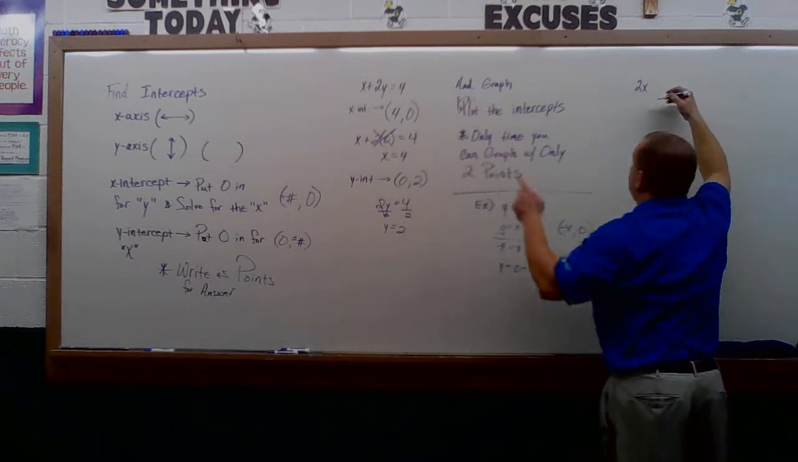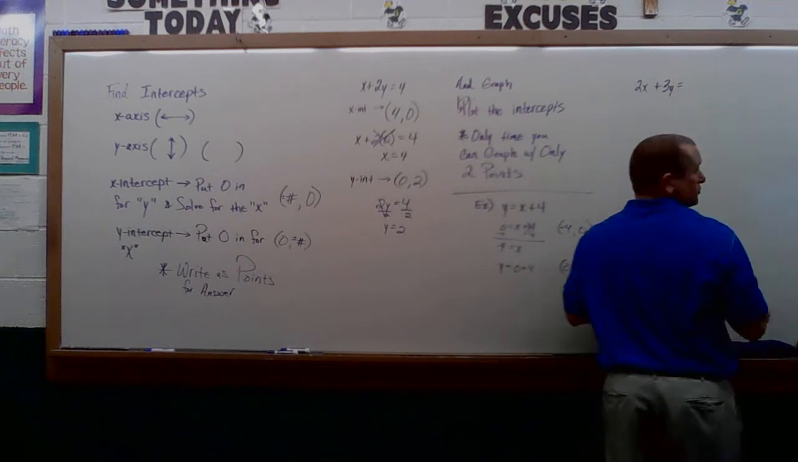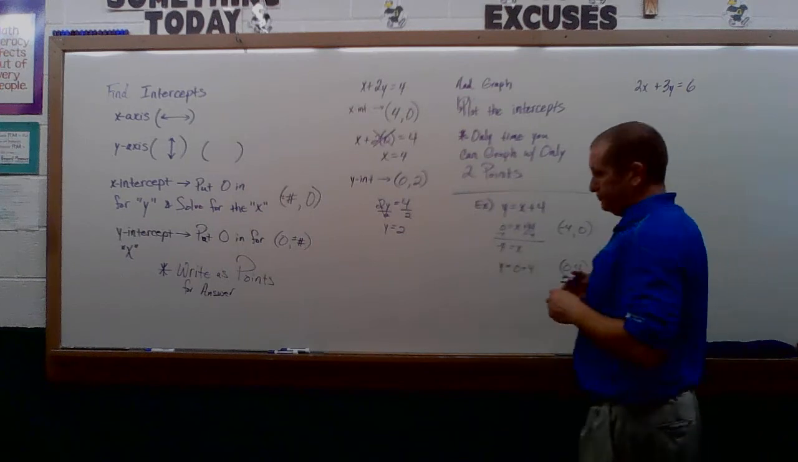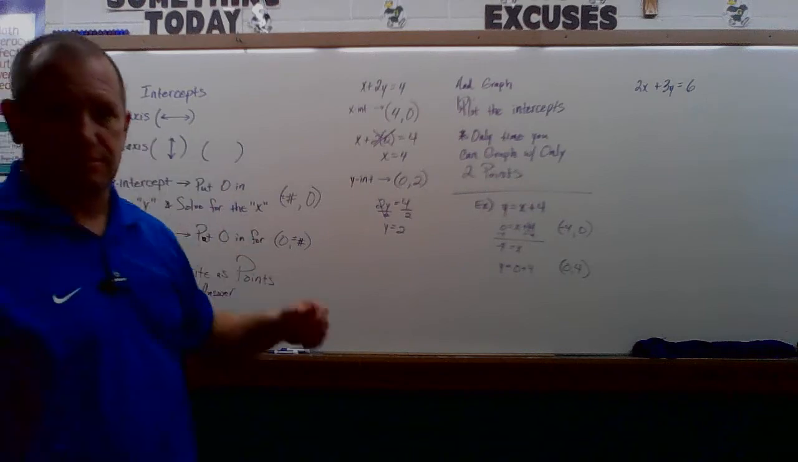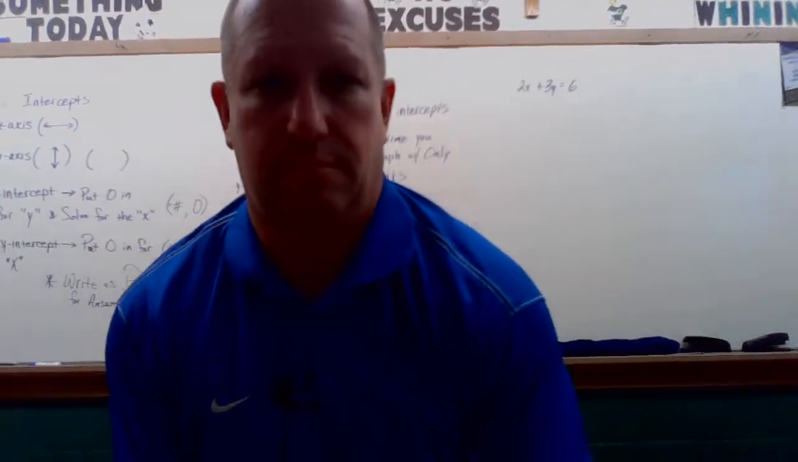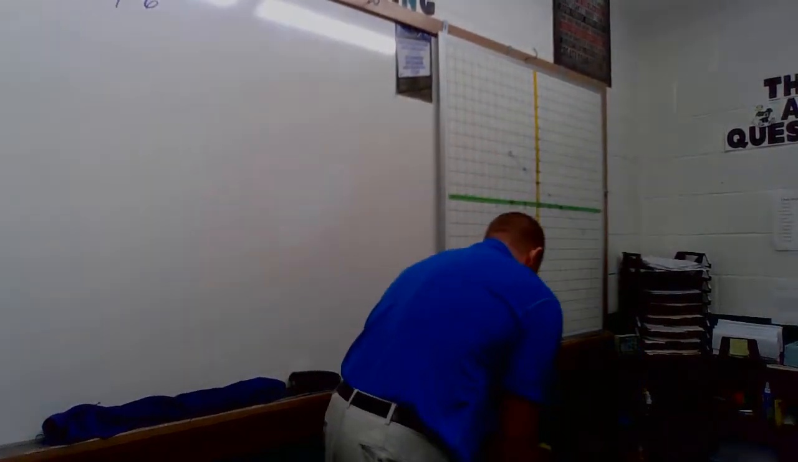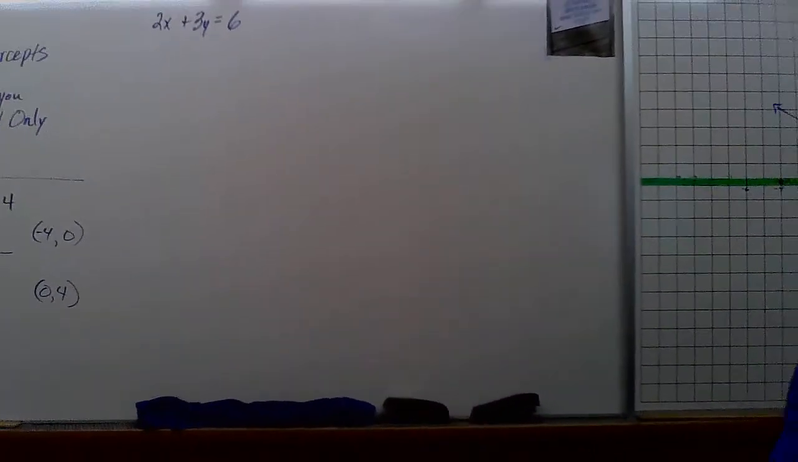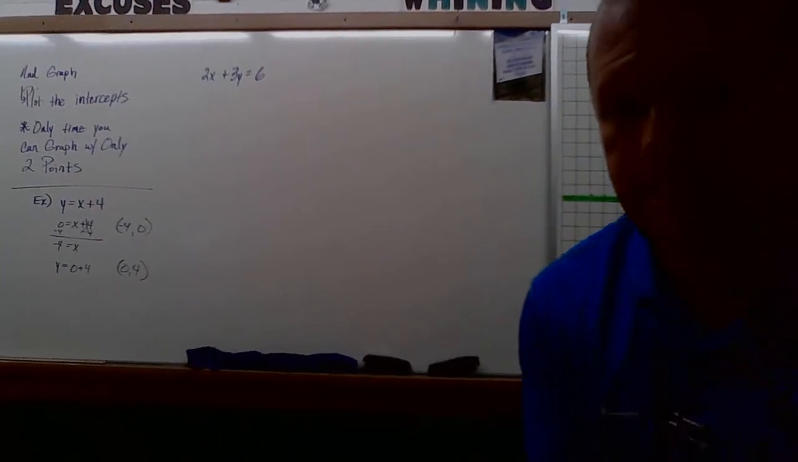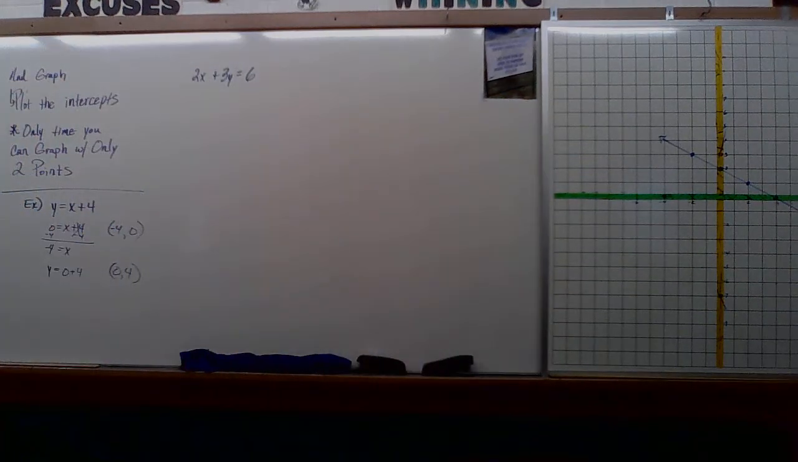All right, I want you to try this one. Same rules. Find your intercepts. 2x plus 3y equals 6. So find your two intercepts. Again, make sure you show your work.